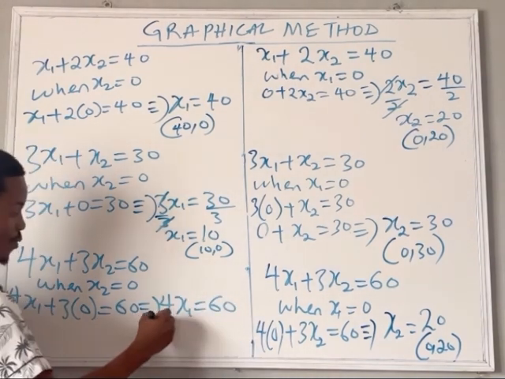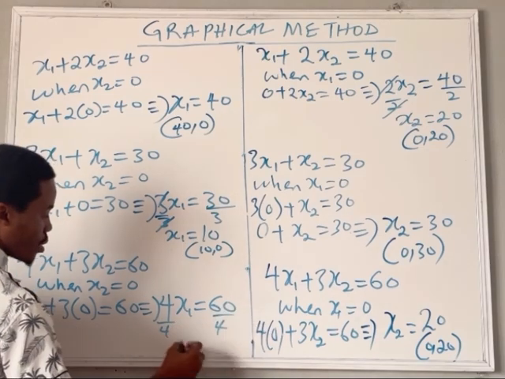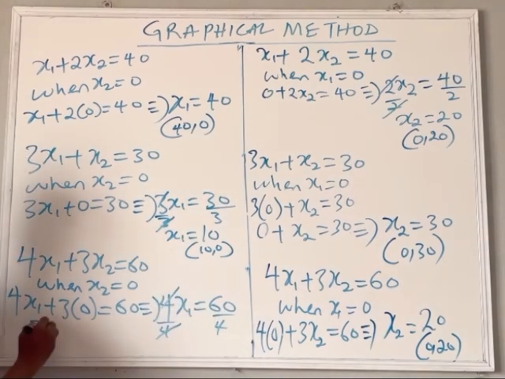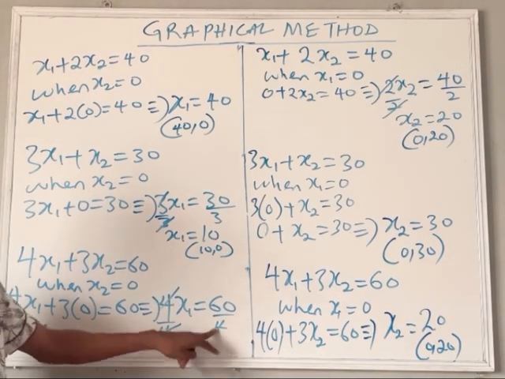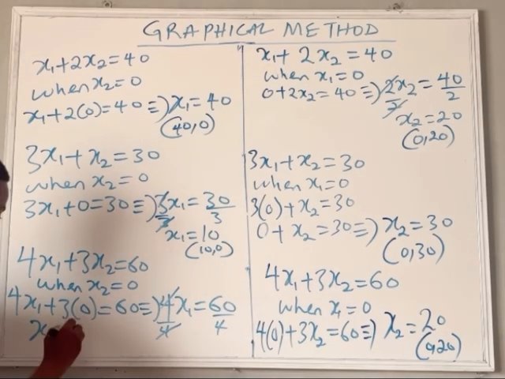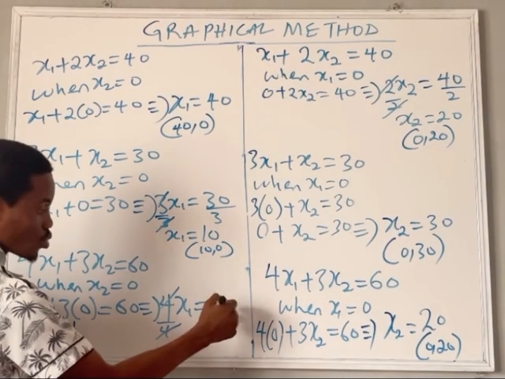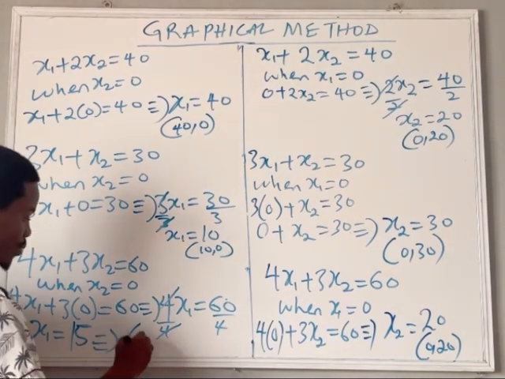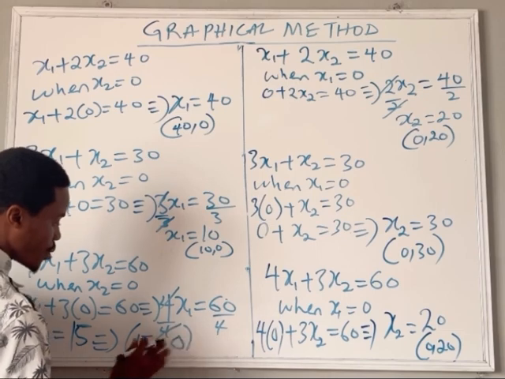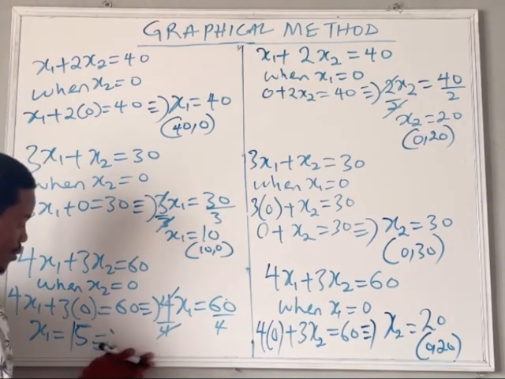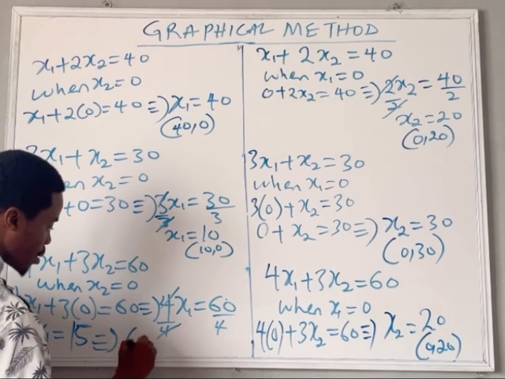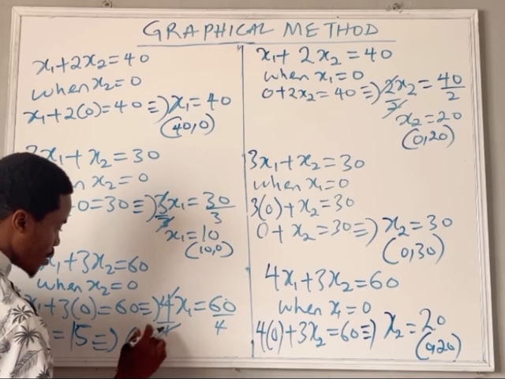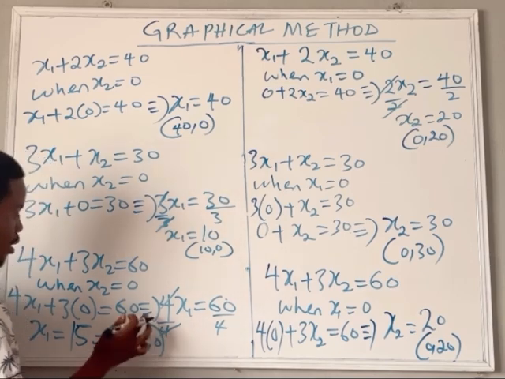If you divide both sides by 4, what are you going to get? This will cancel. You are going to get x1 is equal to 60 divided by 4. How many 4s will you see in 6? 1. Remainder 2, we add it to the 0 to be 20. How many 4s will you see in 20? That is 5. So this implies that when our x1 is 15, our s2 is 0. So these are the points.